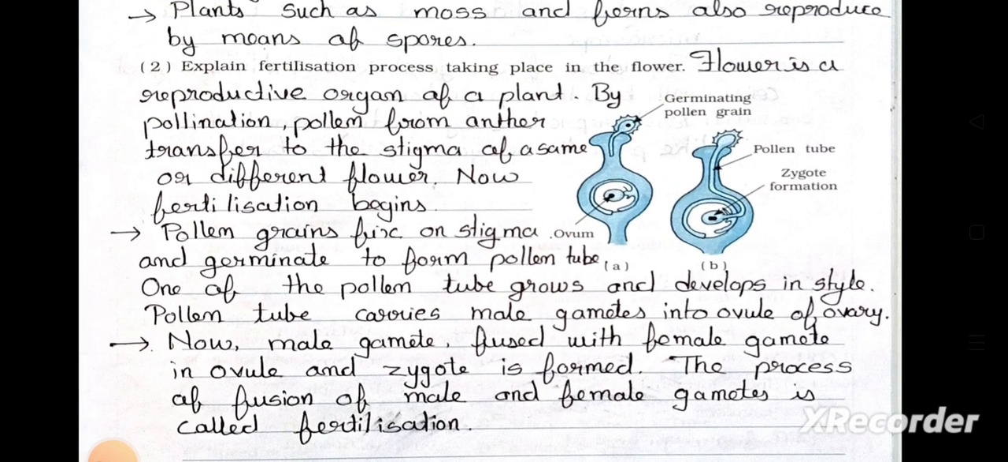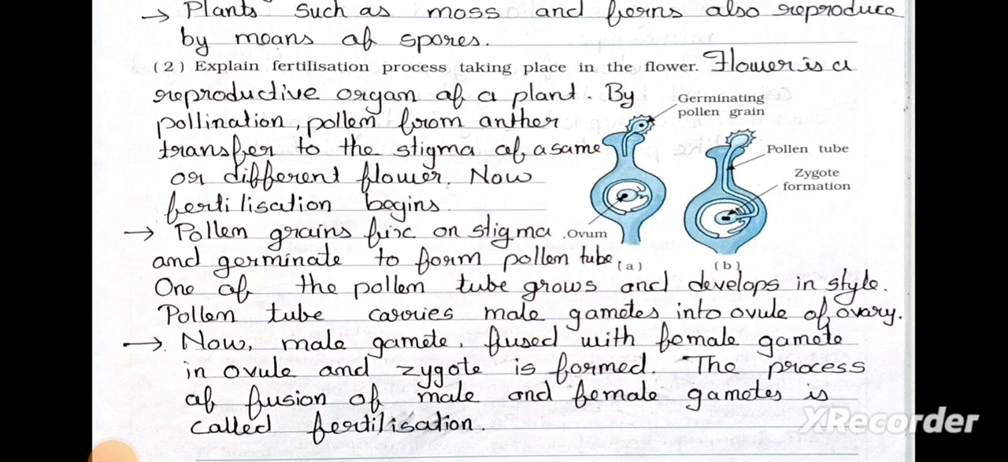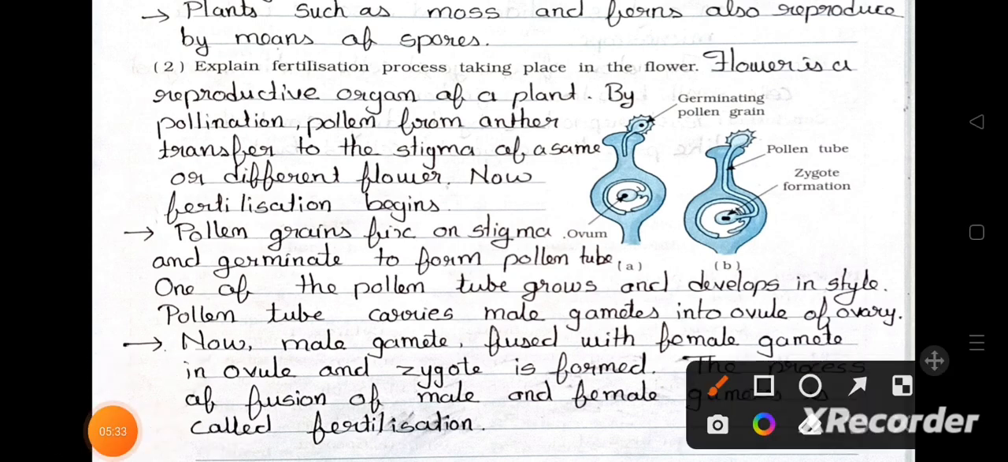Now see question number 2. Explain the fertilization process taking place in the flower. Answer is, flower is a reproductive organ of a plant. By pollination, pollen from the anther transfers to the stigma of the same or different flower. Here figure A and figure B are there.